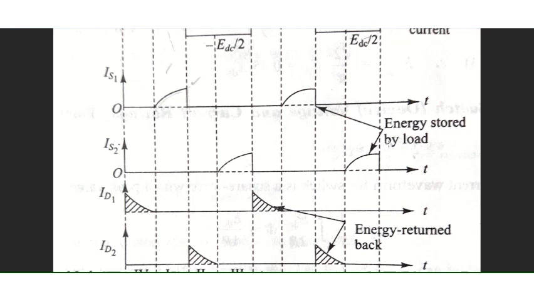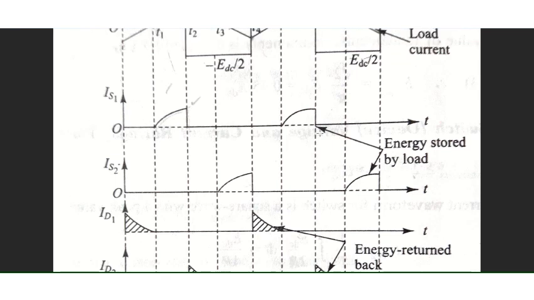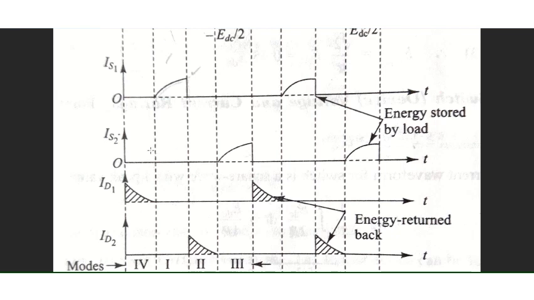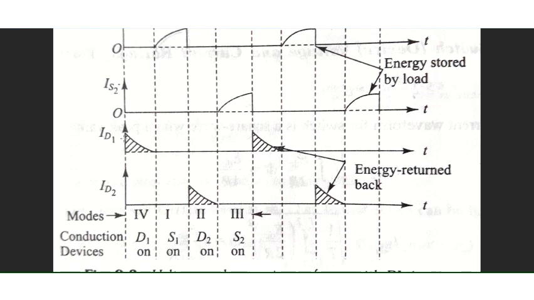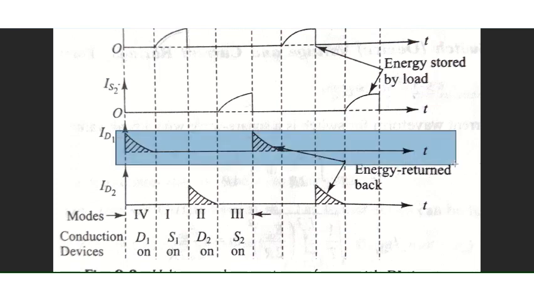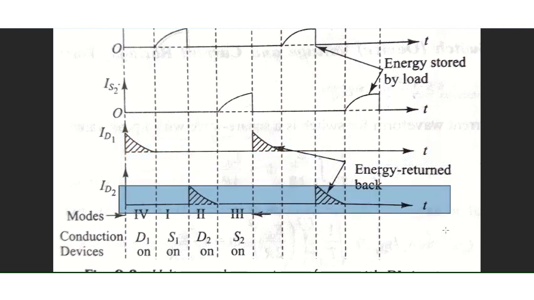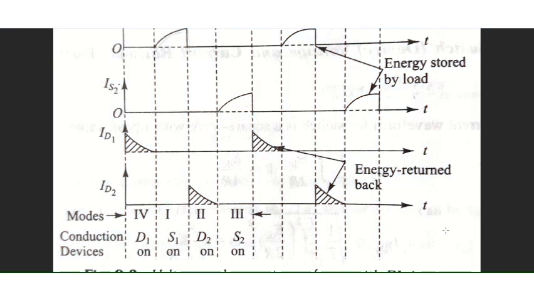The waveform is shown here. The second line indicates the current due to switch S1 or thyristor T1. The next line indicates the current due to switch S2 or thyristor T2. This line indicates the current due to diode D1, and this line indicates the current due to diode D2.